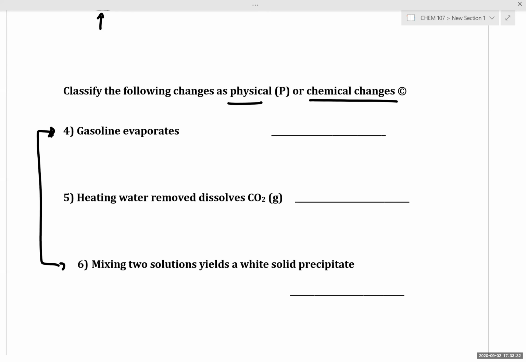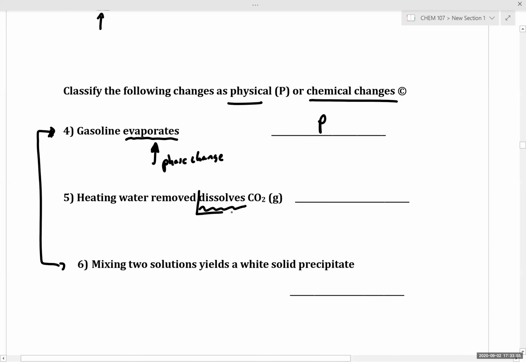So let's discuss. So evaporates, what does that keyword tell us? Physical, it's a phase change. And these are physical processes. So heating water removed the dissolved carbon dioxide. So dissolved, what does that tell us? Dissolved, that tells us solubility.